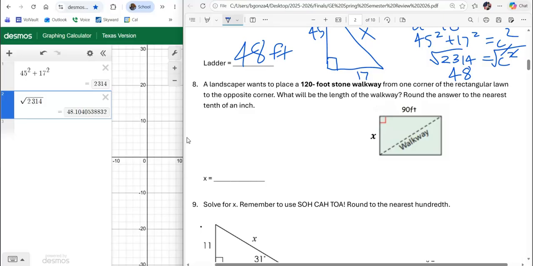A landscaper wants to place a 120-foot stone walkway. Okay. Well, it says the walkway is 120, so we're looking for this length. So again, Pythagorean theorem.